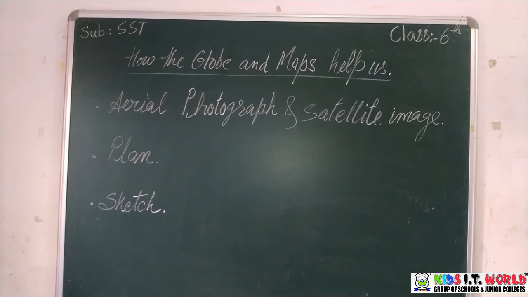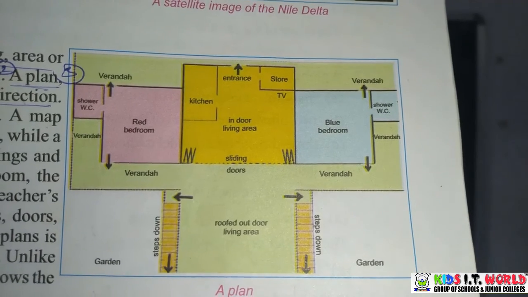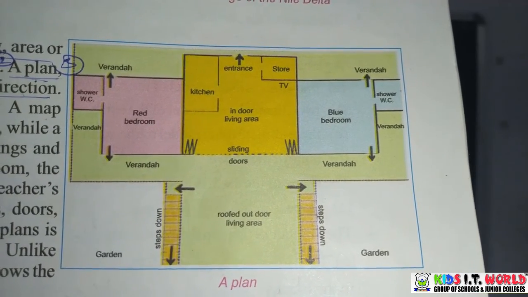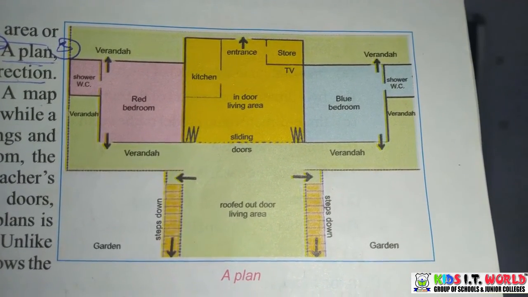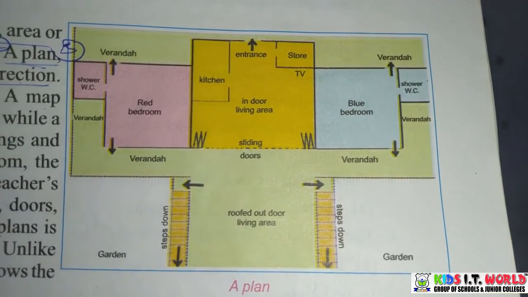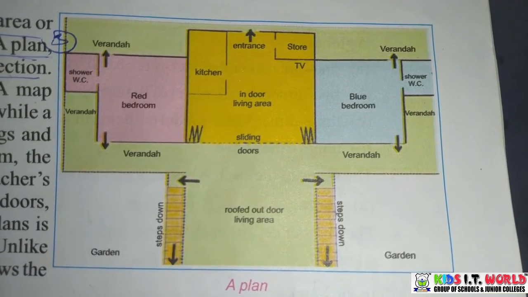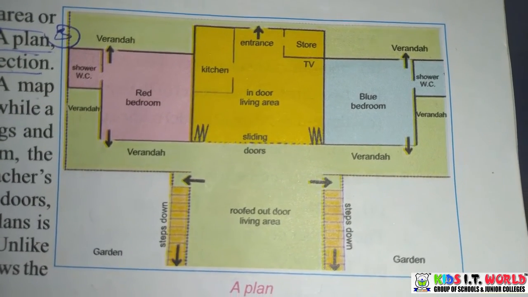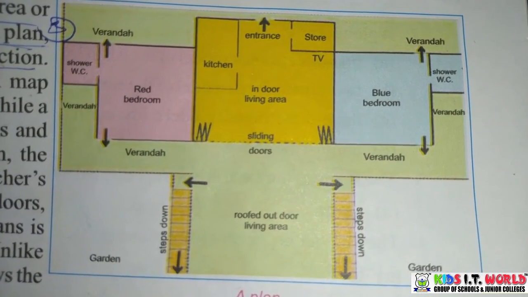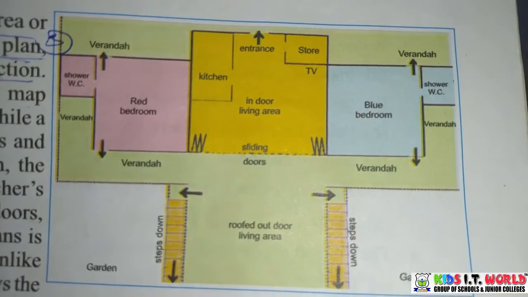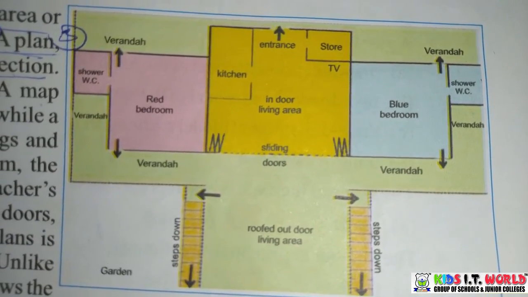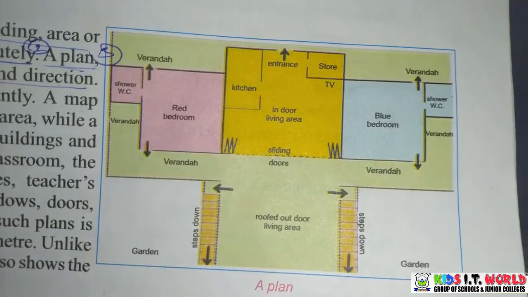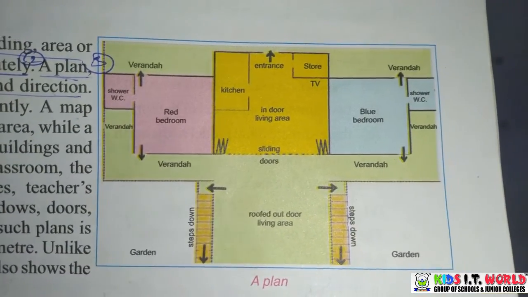Unlike sketches, plans are very accurate. It also shows the correct distance between places. So we'll quickly see an example of how a plan looks. Here you can see an example of a plan of a house, where you can see the garden, the veranda, the living area, the different bedrooms, the red and the blue bedroom, where the kitchen is, where the store is. So this is called a plan of a building or a house that is to be constructed.